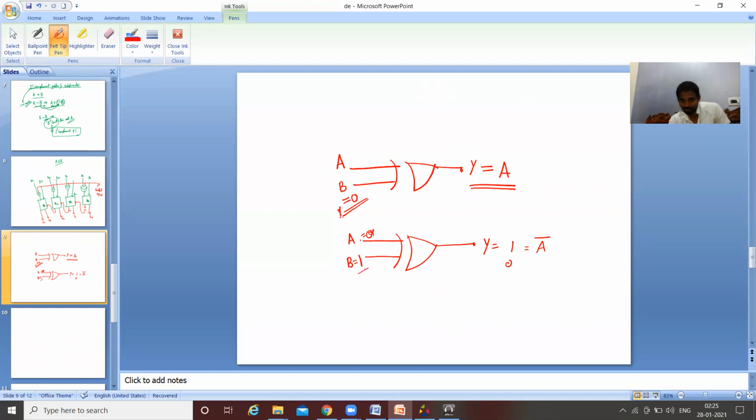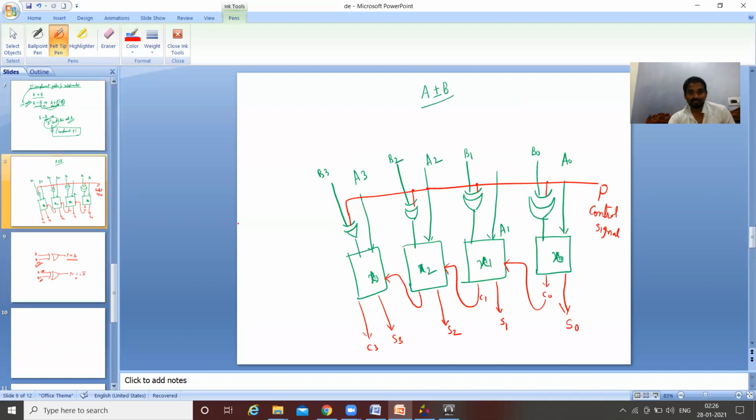If one input of the exclusive OR gate is 1, then definitely this exclusive OR gate is acting like an inverter. If one of the inputs of the exclusive OR gate is 0, then it simply acts like a buffer. Whatever A is given, the output is also A. If one of the inputs of the exclusive OR gate is 1, the exclusive OR gate acts like an inverter.